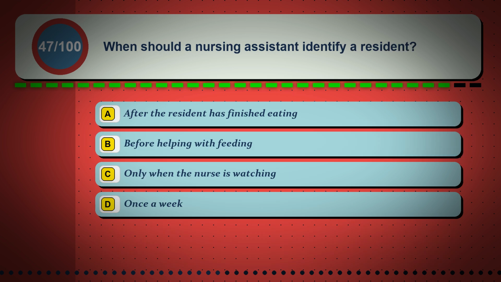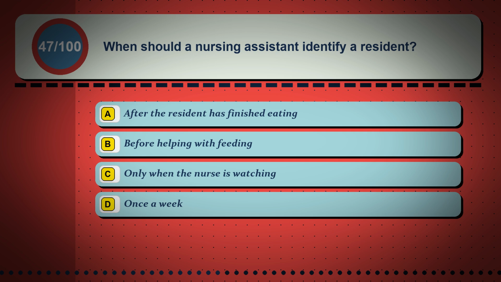Question 47. When should a nursing assistant identify a resident? Option A, after the resident has finished eating. Option B, before helping with feeding. Option C, only when the nurse is watching. Option D, once a week.